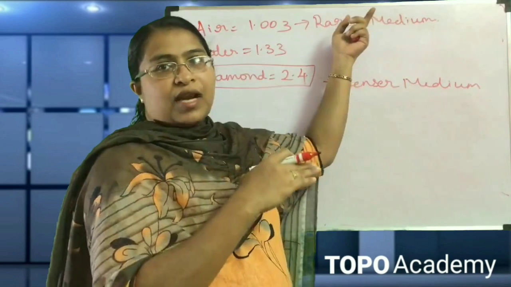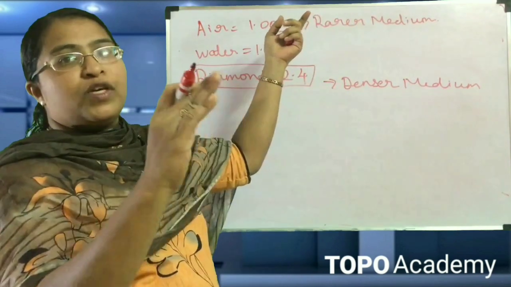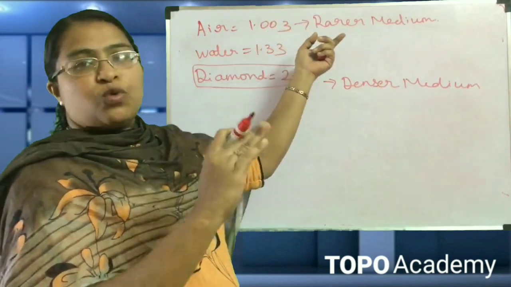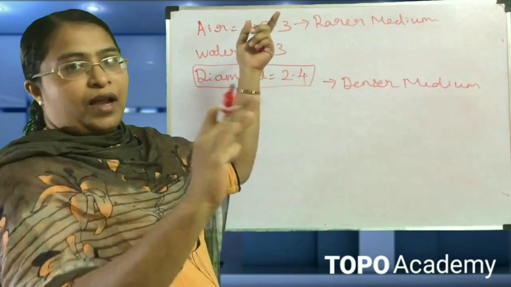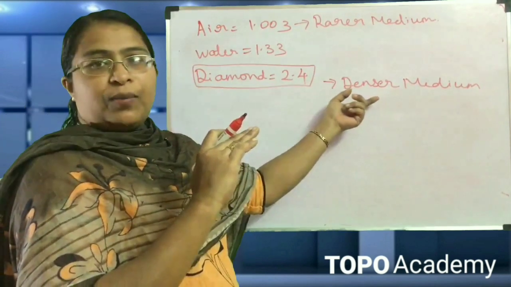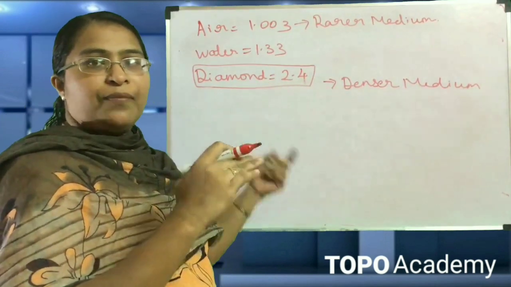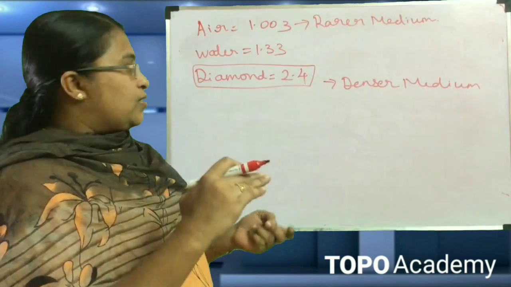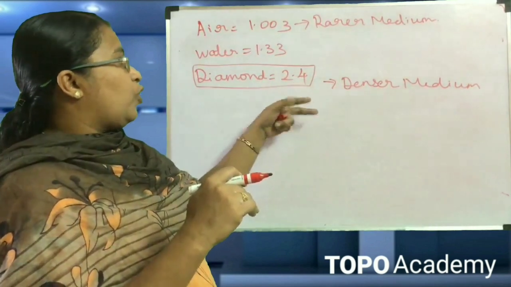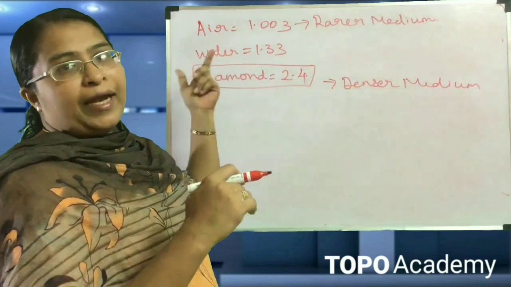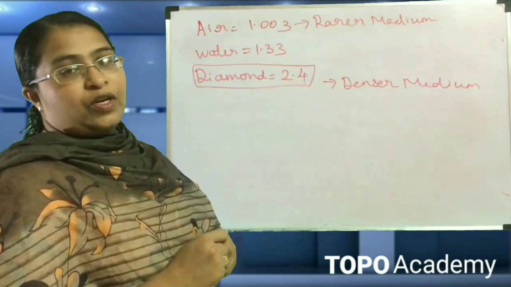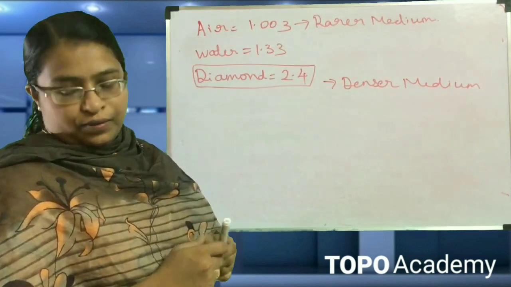Rarer medium we saw in the last class. When we are moving through a smooth road, what happens? The speed of the vehicle is very large. That means when light is moving in a rarer medium, the speed of light is very large. Light moves with a higher speed in a rarer medium. So what about the denser medium? When light is moving through a denser medium, the speed of light is very less. So what is the meaning of diamond having a refractive index of 2.4? It means it is the most dense medium and the speed of light is very less in diamond. Speed of light is high when it is moving through a rarer medium.